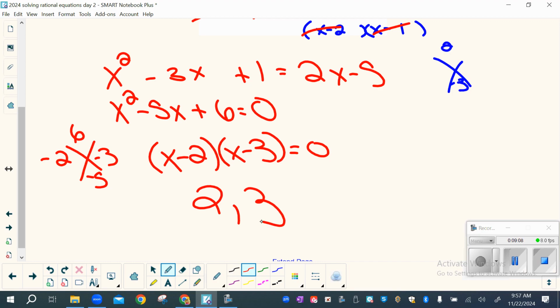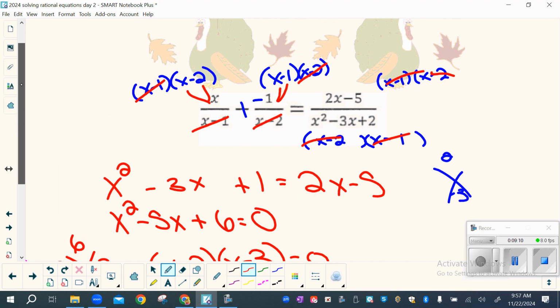But wait, go back up here. One of these answers is a bad answer. I want you to turn to your neighbor right now. One of these answers should be crossed out. Tell your neighbor which answer should be crossed out. Right now, talk and decide what answer is bad. Do you know which answer is bad?